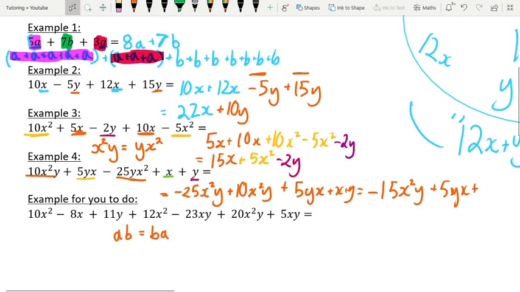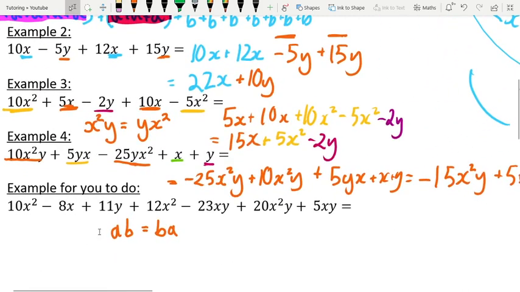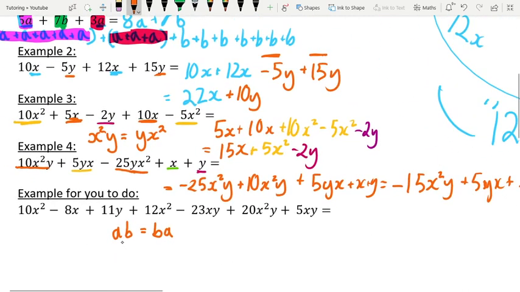So here's an example for you to do. If you pause the video right now and have a go at this one, I'm not going to go through this one, but I am going to give you a hint if you couldn't do it after pausing the video. So pause the video now and have a go at that. So I hope you had a go. I'm now going to go over some like terms. So I'm not going to finish it off, I'm just going to give you a hint.